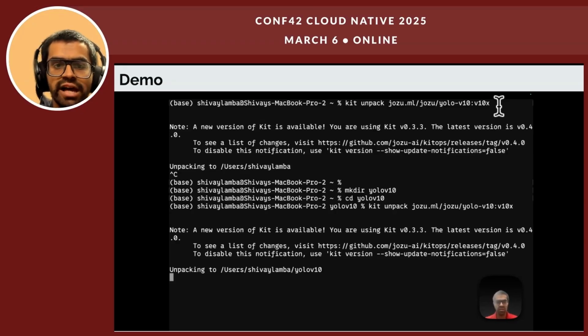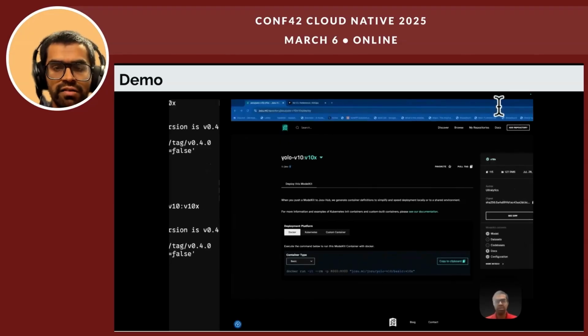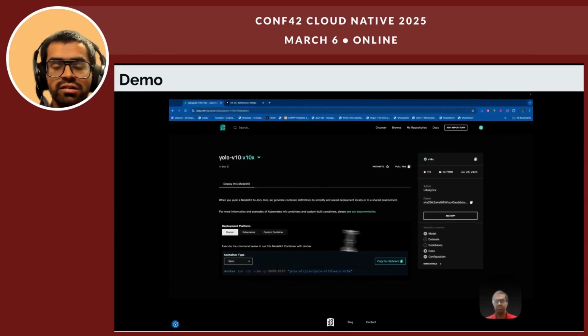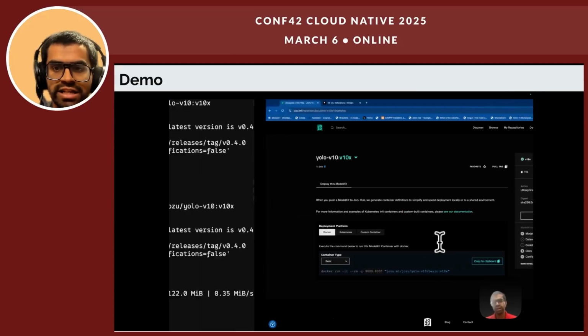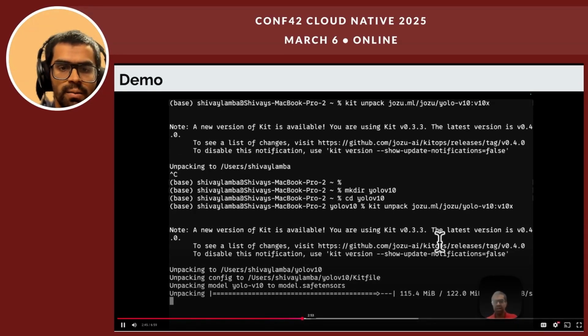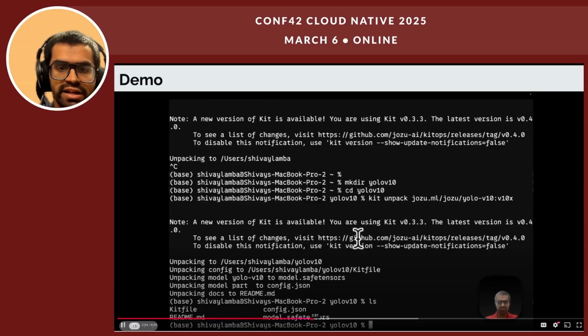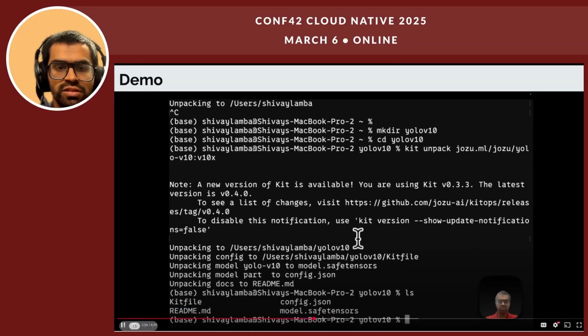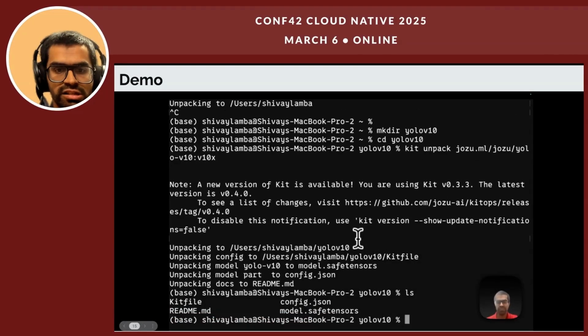Now, as soon as I unpack, you'll see that it will unpack all of the different components of the model kit that had been stored, which is very similar to how we have layers in a Docker image. So these can be thought of as different layers. So it is unpacking all of these different files right now. As soon as it does that, if I take a look at my list of the files, you can see that it has the kit file, the readme, and the model itself in the safetensors format.